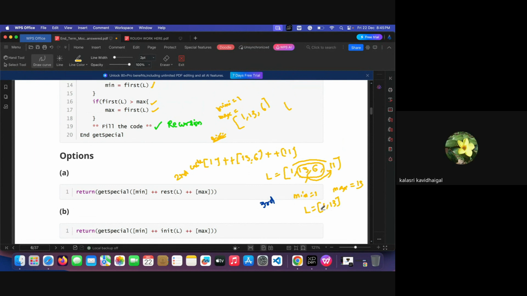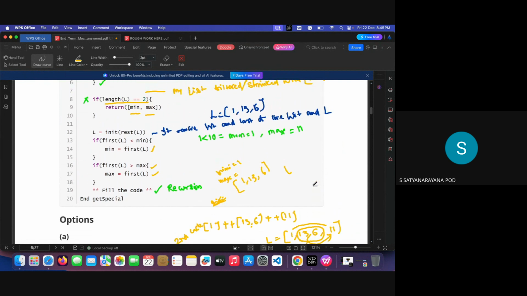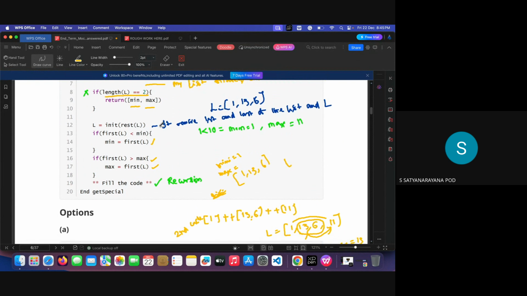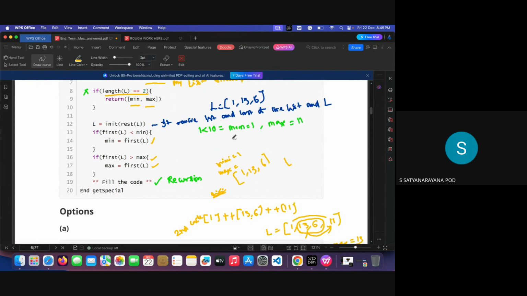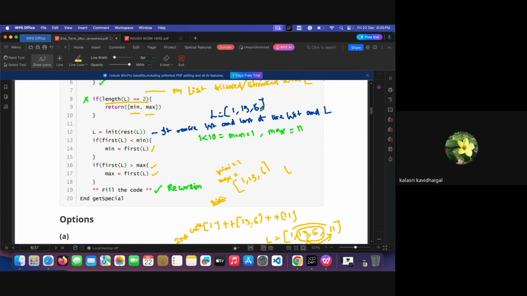Why have we not taken init of rest of L? That is my doubt. Why not means it's very simple. See, init of rest of L means already rest is applied here. See, already whatever list 1, 13, 6 is there. Rest means what? 1, 13, 6 rest means 13 and 6 only. So in the 13 and 6, what is init? 13. So here, what exactly you are feeling is first init is executed, then rest is executed.